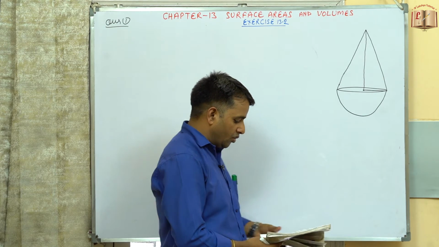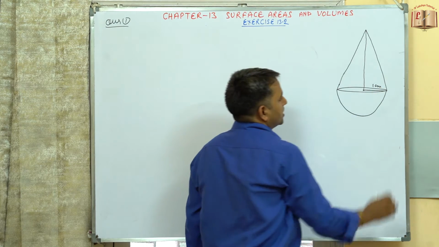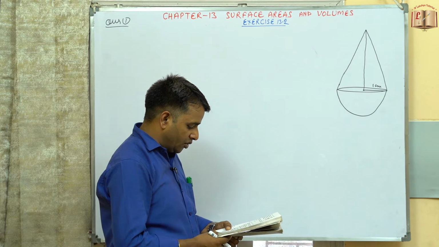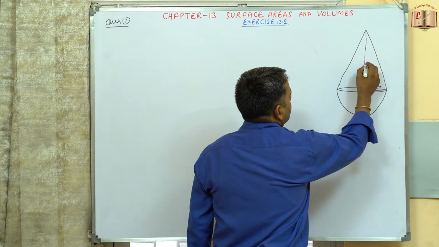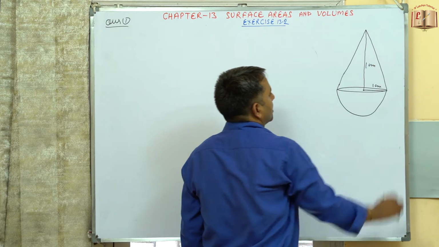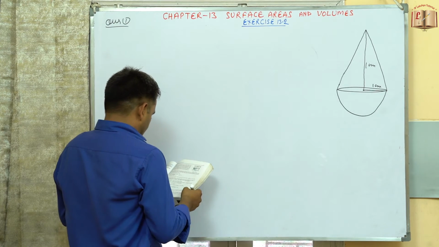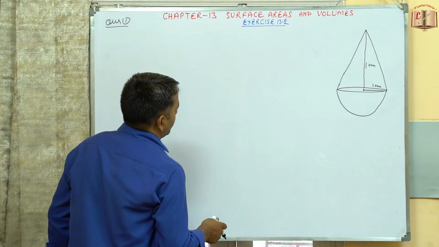A solid is in the shape of a cone standing on a hemisphere with both their radii being equal to 1 centimeter. So radius is given to us, this is 1 centimeter common for both, and the height of the cone is equal to its radius. So height of the cone is also given as 1 centimeter. Find the volume of the solid in terms of pi.